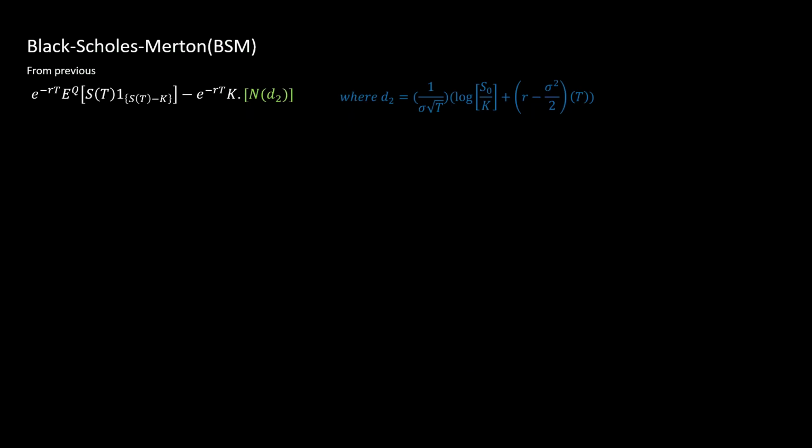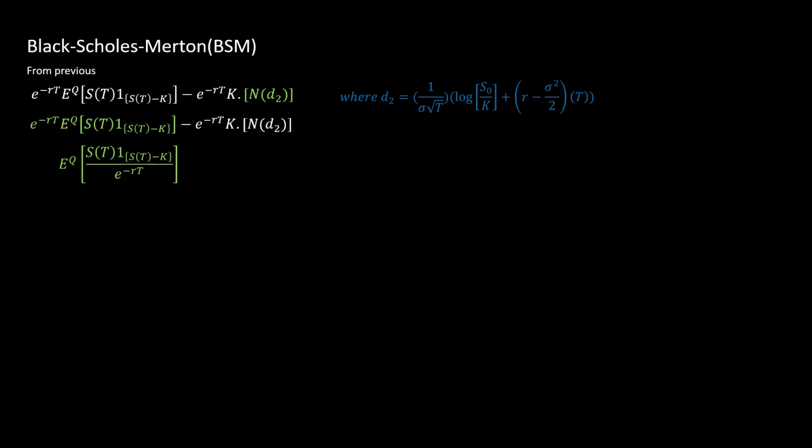So this is what we currently have. We're now going to consider the left hand side. So this is the expected value under the risk-neutral measure of S(T) times the indicator function. Remember in the previous one, we just had the indicator function, now we have S(T) times the indicator function. So what we're first going to do is bring the e to the minus rT back inside the expected value, and we get the following.